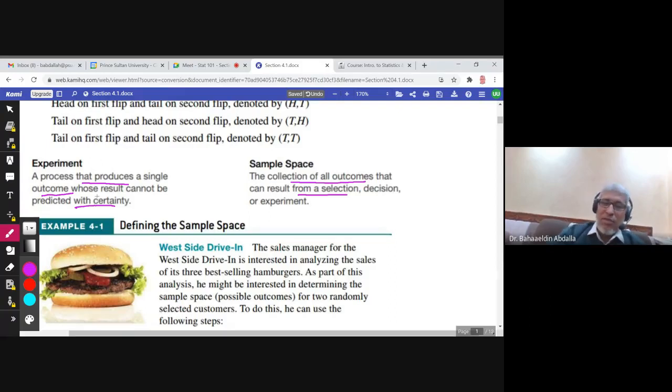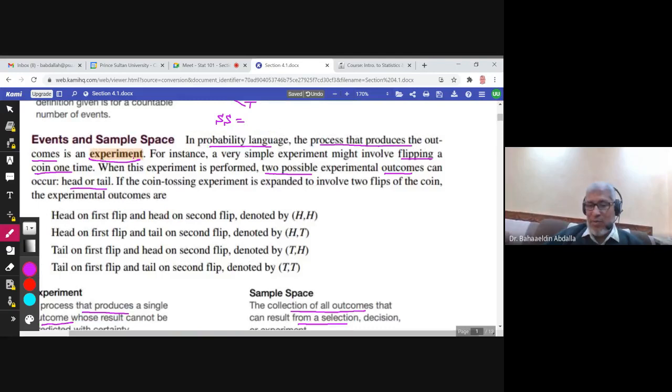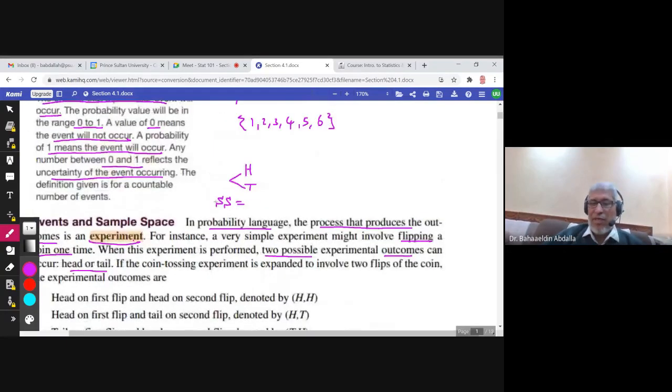So the collection of all outcomes, we will call it the sample space. And we will write SS as an abbreviation for the sample space. So for flipping a coin once, the sample space is either H or T.